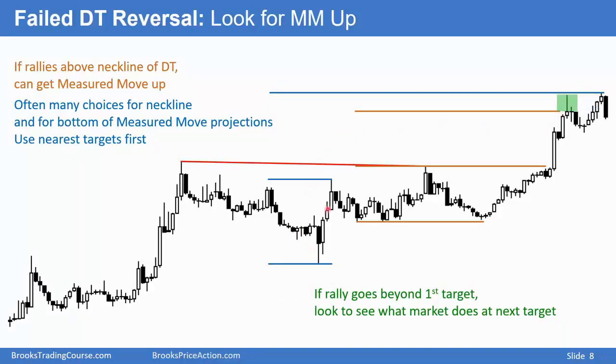For example, maybe the market's using this double top neckline for a measured move up. If it goes above that, then I'll look at a double top here and here with this next line and look at a measured move up there to see what the market does when it gets there. You can see here we have a double top at that measured move and the market's starting to turn down. A good location for the bulls to take at least partial profits.